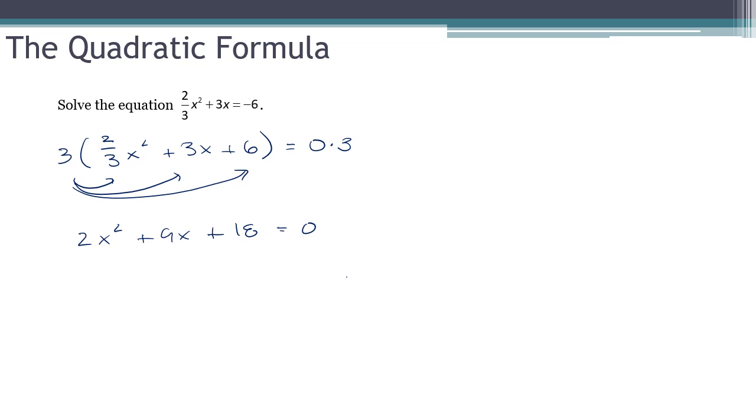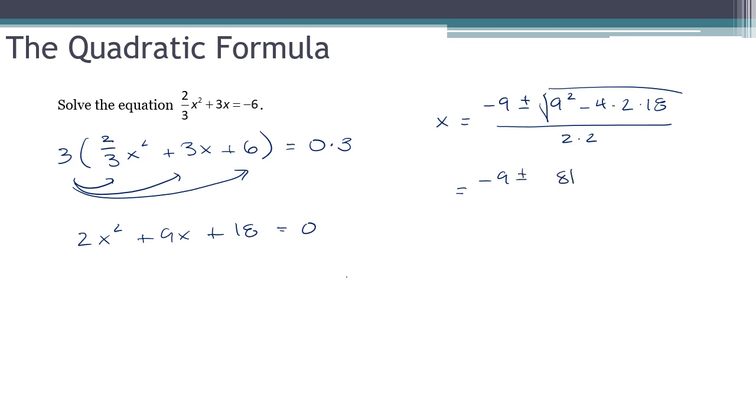Let's see. What do I get? x equals negative 9 plus or minus the square root of 9 squared minus 4 times 2 times 18 all over 2 times 2. And what's going on under that square root? 9 squared is 81. 2 times 4 is 8. 8 times 18 is 144. Right? 18 times 8, 64. Carry the 6. Yeah.